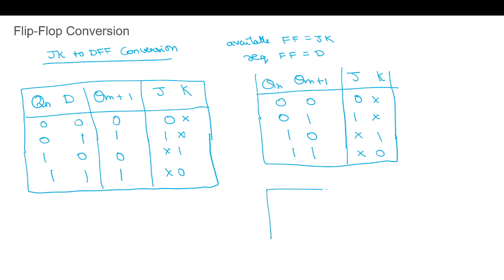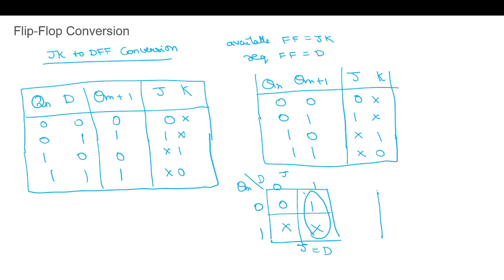So simplifying using the K-map, Qn and D for J: 0 1, 0 1, so it is 0 1 x x. So we can simplify this. J is equal to D. And next, for K: Qn and D, x1 x0. So K is equal to D complement. So in this way, you can convert a flip-flop to any other flip-flop.